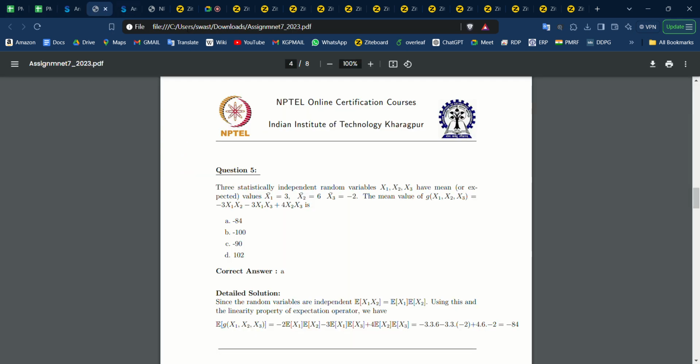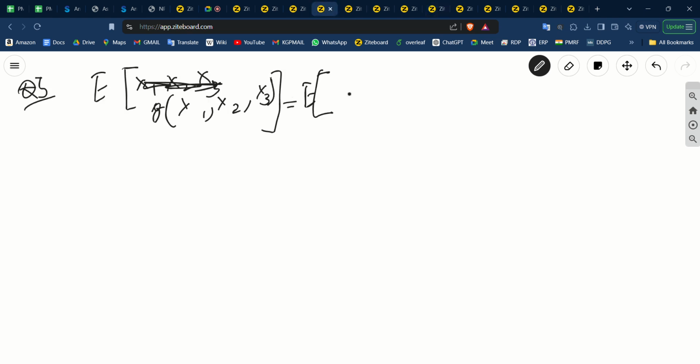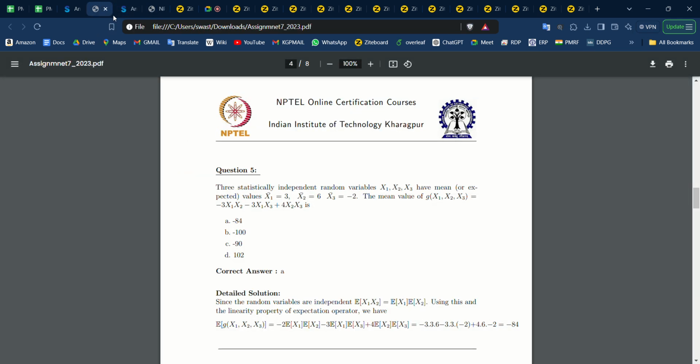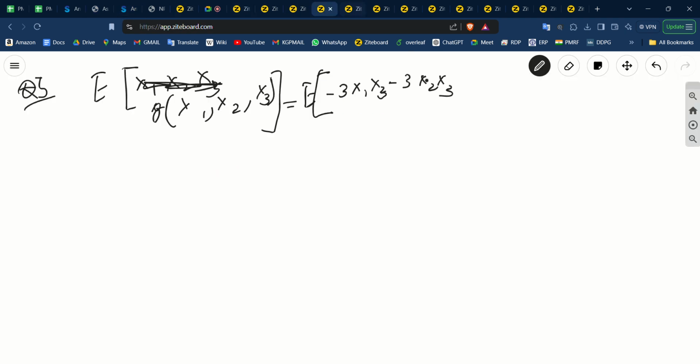So what is the big expression? That big expression is negative 3x1x2, negative 3x1x3 plus 4x2x3. Sorry, this will be x1x2, x1x3, and 4x2x3. So using the linearity property of expectation, expectation is a linear operator, we can just write like this.